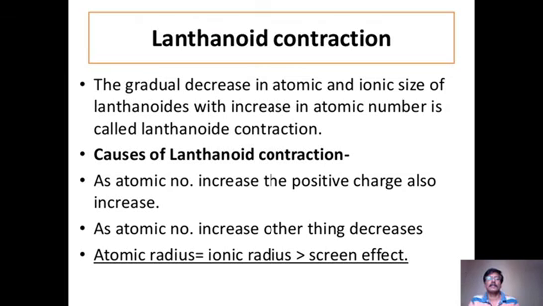When there is an increase in the atomic number from left to right, the atomic size is decreasing gradually. As the atomic number increases, what happens? The positive charge also increases in the nucleus. Therefore, that attracts the outermost electrons very much.